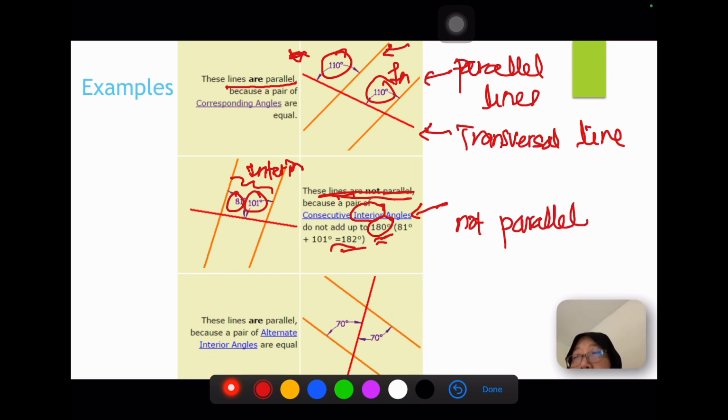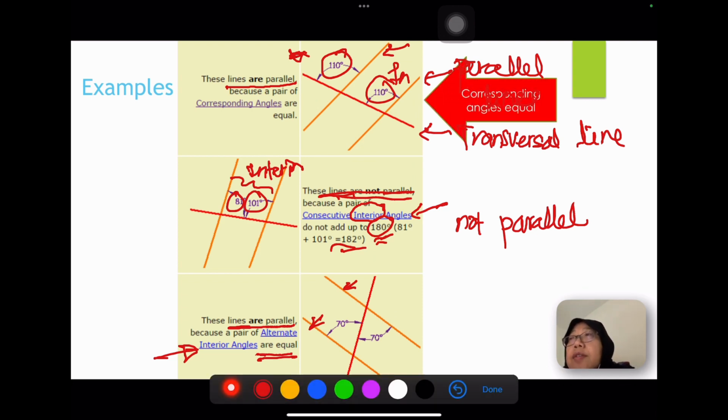Now this line here, these are what we call alternate interior angles, and they have to be equal. That shows that the two lines, this line and this line, are parallel. So this is how you use the different types of angles to determine whether the lines are parallel or not parallel.